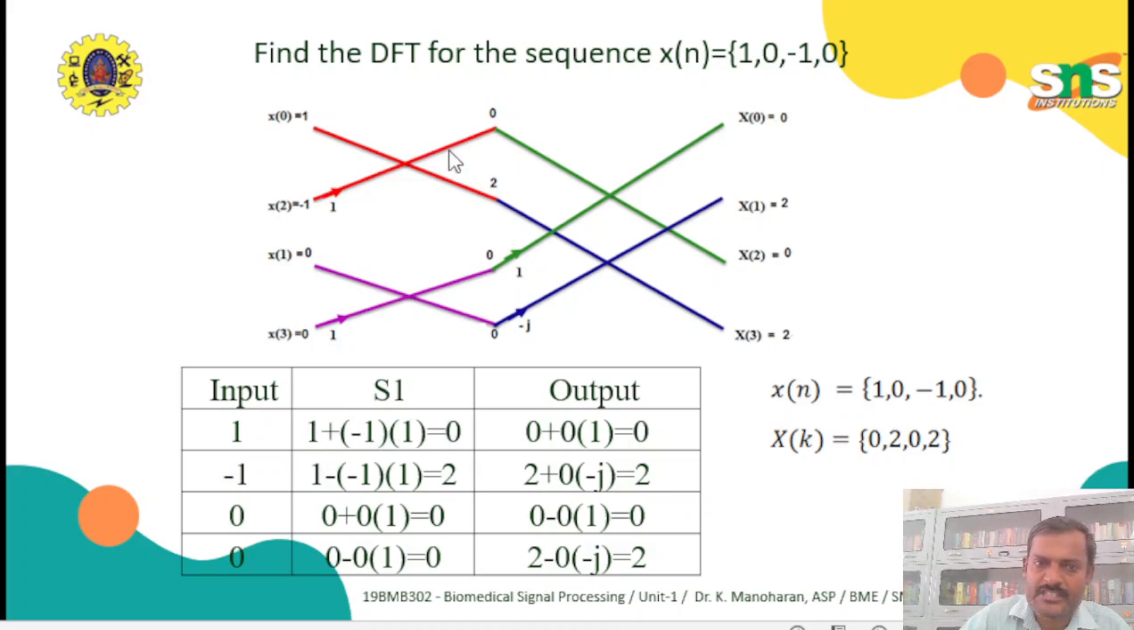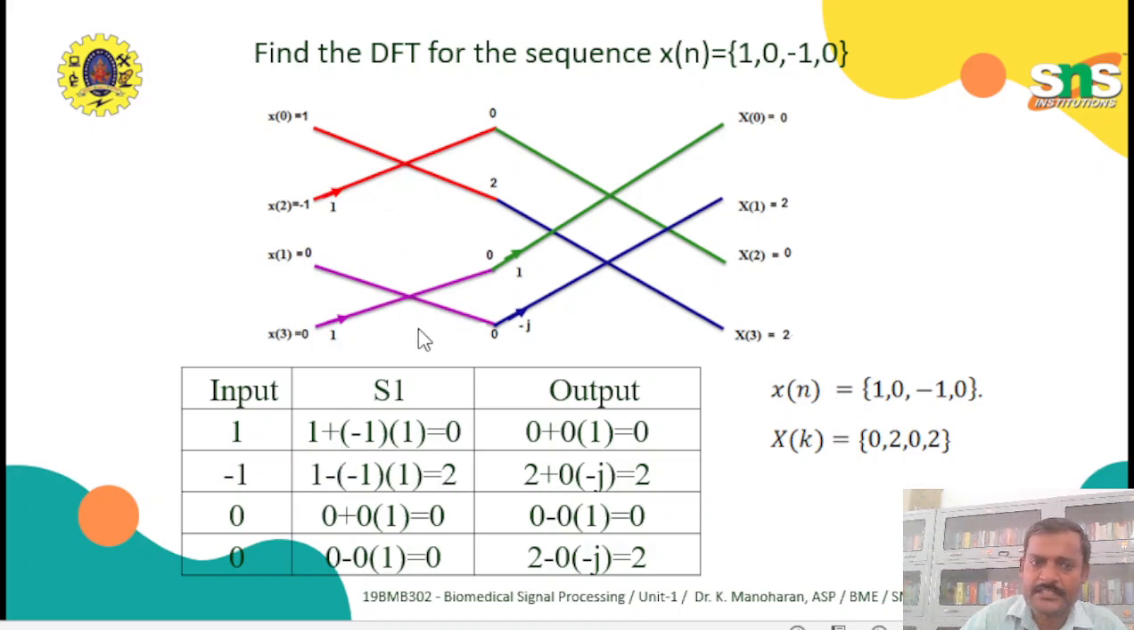So this is the first upper leaf. For the down leaf, what do we need to do? Just multiply this value and subtract it from the first value. So 1 minus of minus 1. The other input is minus 1 into the twiddle factor. If you multiply it, what do we get? Minus of minus 1 will be plus 1. So 1 plus 1 equal to 2. So this is for the first stage.